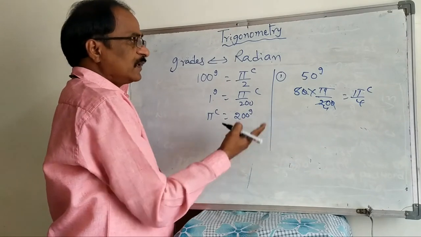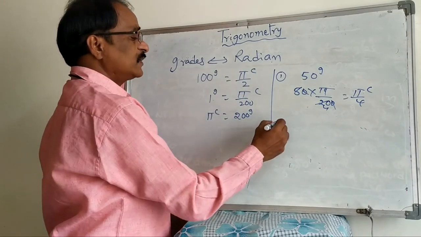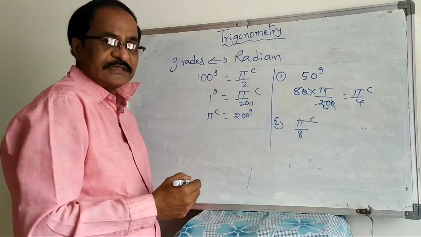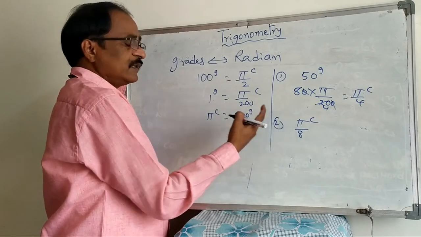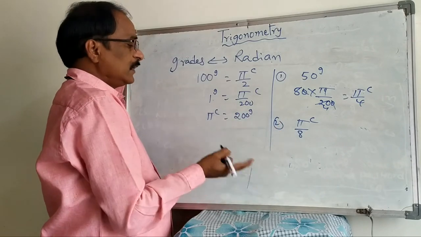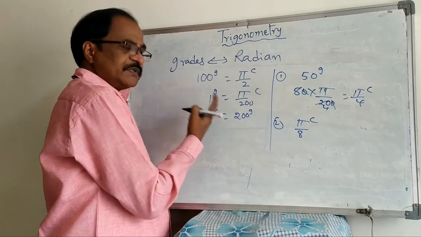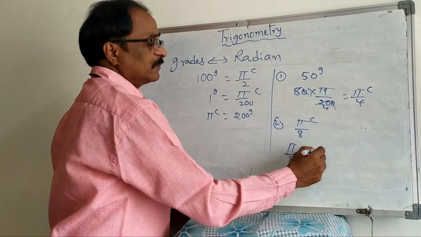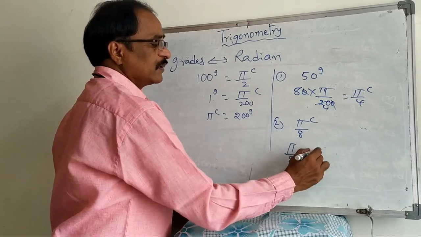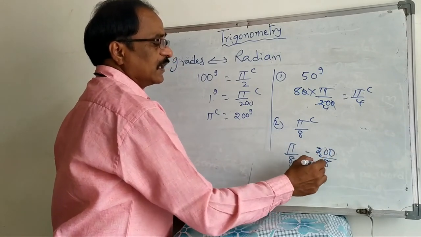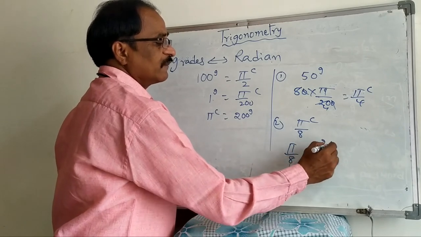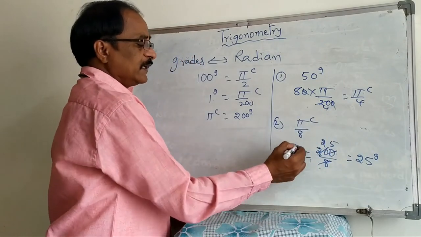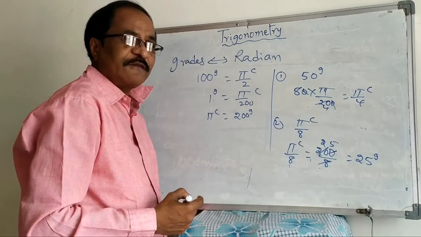Similarly, if we have to convert radians to grades, suppose pi by 8 radians is given. Just simply remember that instead of pi, substitute 200 grades. So pi by 8 radians is equal to 200 by 8. 8 ones are 8, 8 twos are 16, 8 fives are 40, that is 25 grades. So pi by 8 radians is equal to 25 grades.